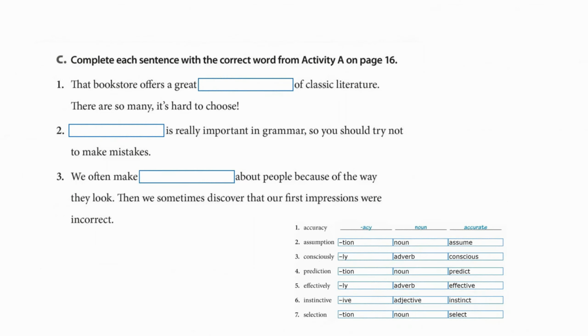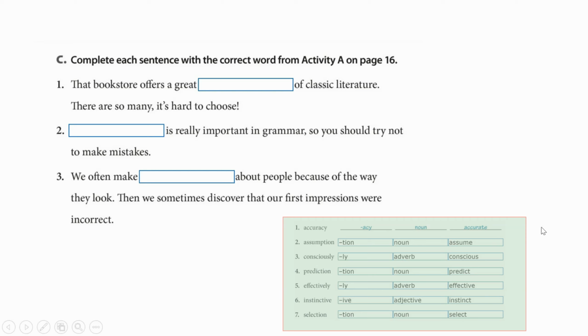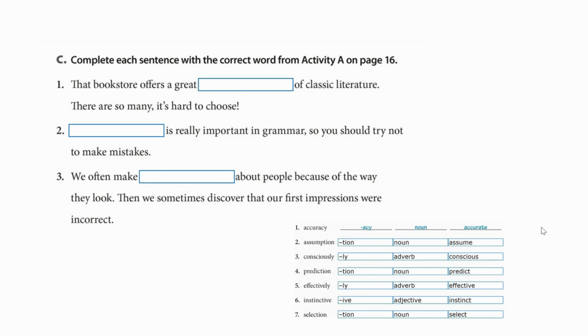Okay, let's move on to C. Complete each sentence with the correct word from activity A on page 16. So, we are going to use these words to fill in the spaces for activity C. I will help you with 1, 2, and 3. So let's start off with 1.